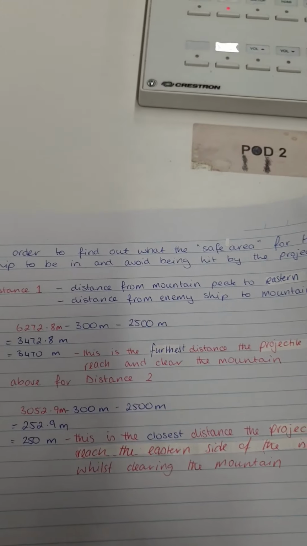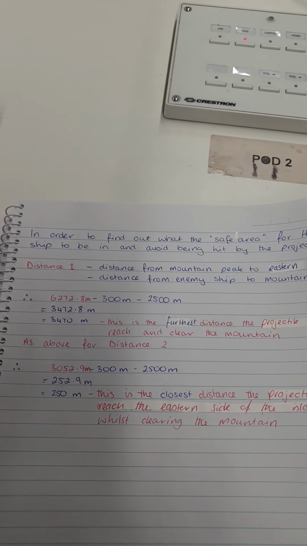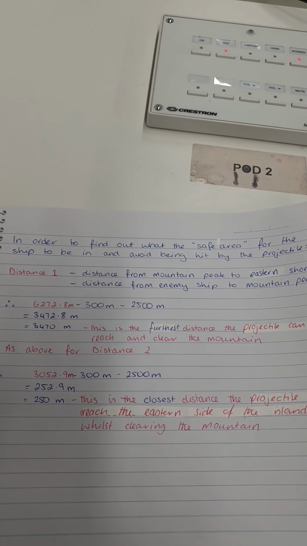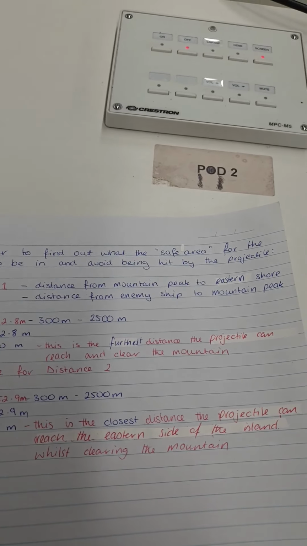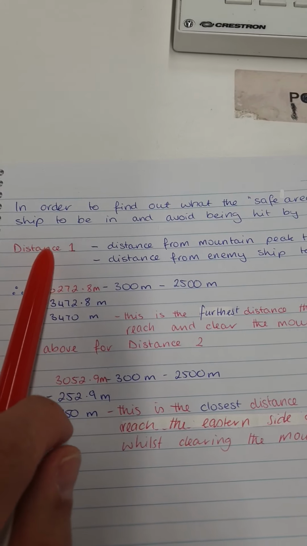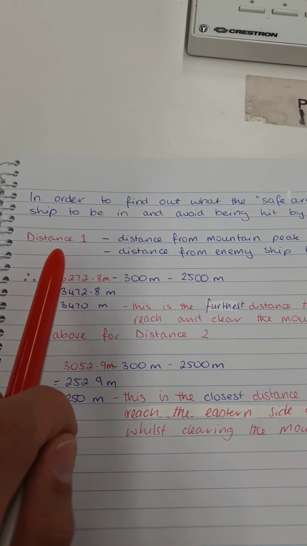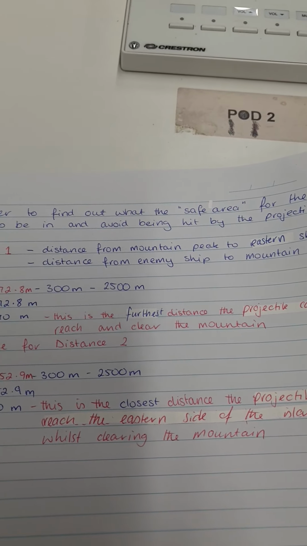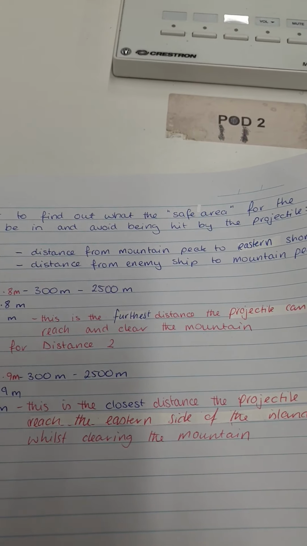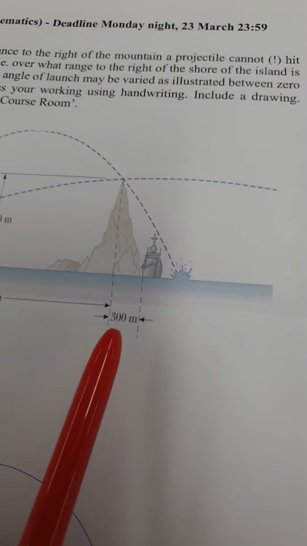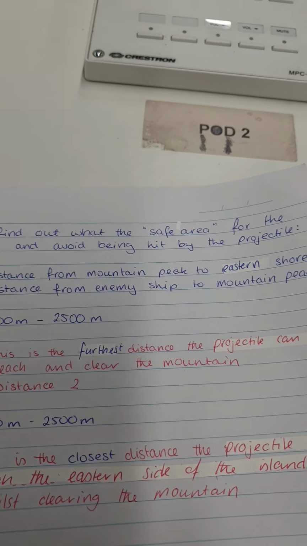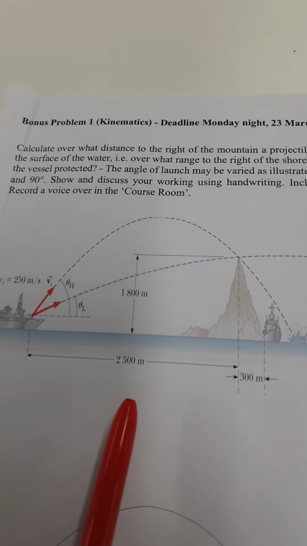So in order to answer our original question and find out what the safe area is for the ship to be in and avoid being hit by the projectiles, I need to take the distances that I worked out earlier and subtract how far it is from the mountain peak to the eastern shores, which was 300 meters. I also need to subtract the distance from the enemy ship to the mountain peak, which was 2,500 meters.